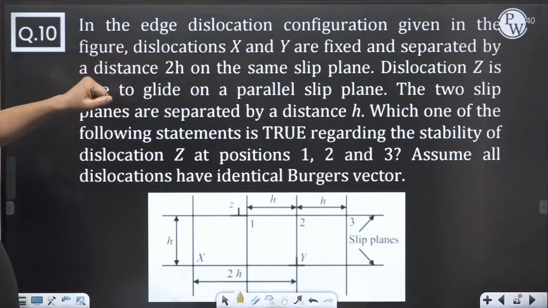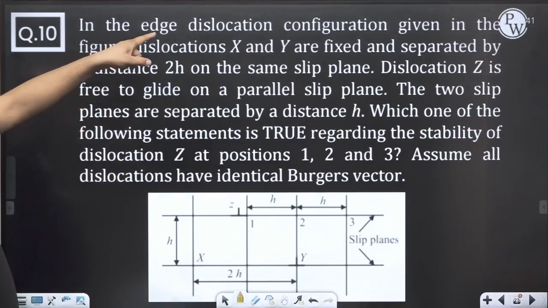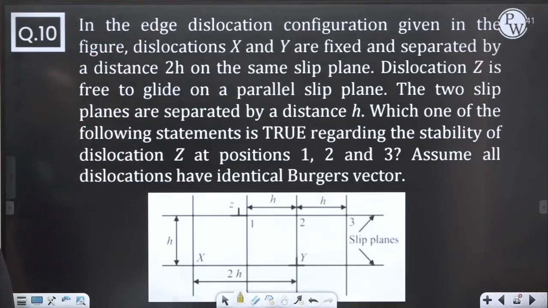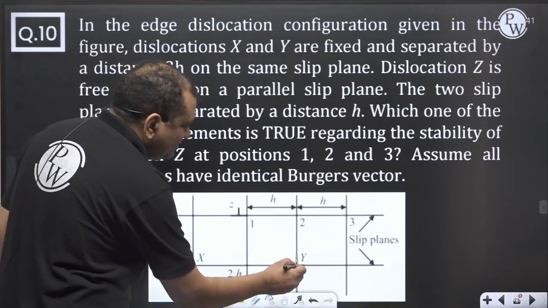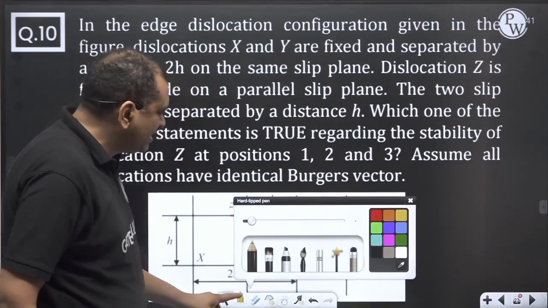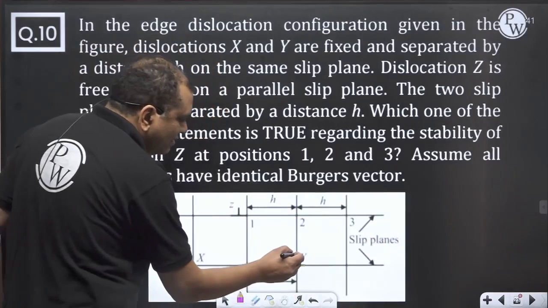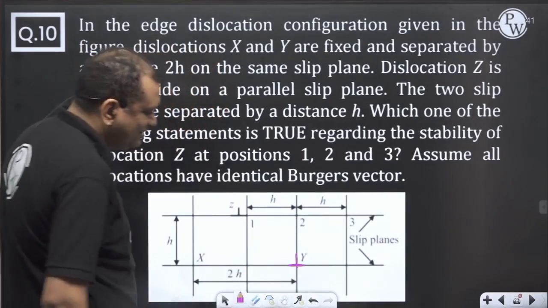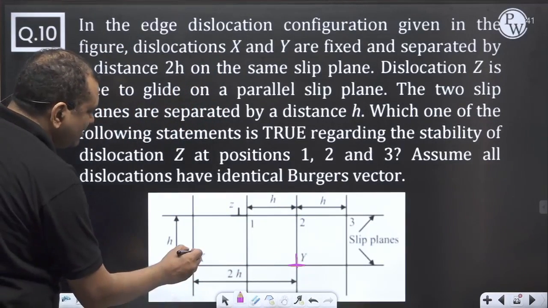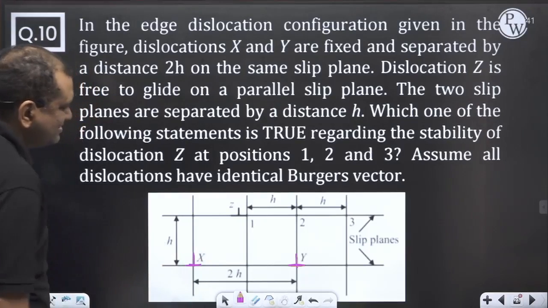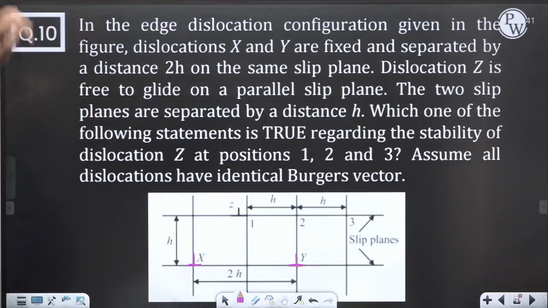So now I am reading with all of you. In the edge dislocation configuration given in the figure, see these are the dislocations. I will change to some red color kind of thing. Pink is better. One dislocation is here, another dislocation is here. In the edge dislocation configuration given in the figure, dislocations X and Y are fixed.